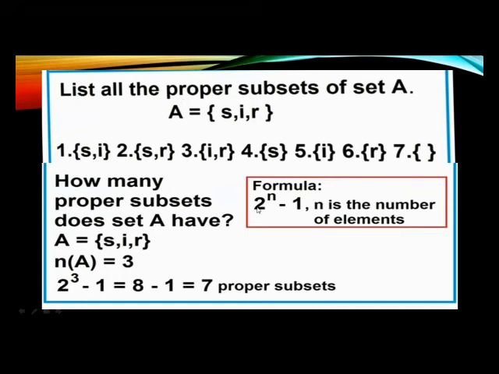So we write 2 raised to n minus 1, where n is the number of elements. We write 2 cubed in place of n because we observe there are 3 elements in this set. So we write 2 cubed minus 1. 2 cubed means 2 multiplied 3 times, giving 8, minus 1, giving the answer 7. We already observed there are 7 proper subsets, so by using the formula we can verify it.